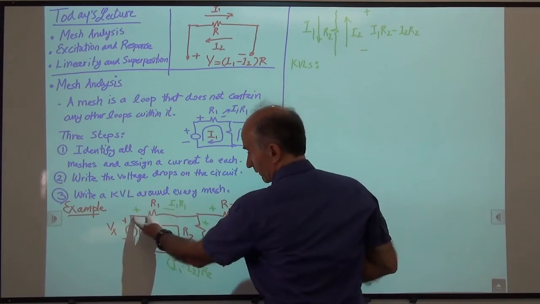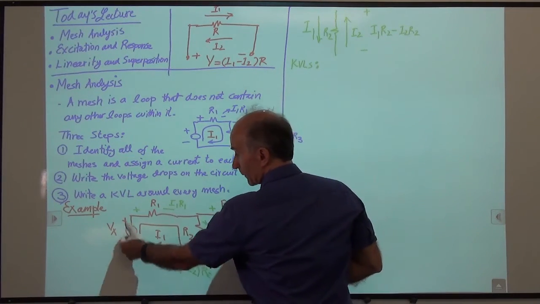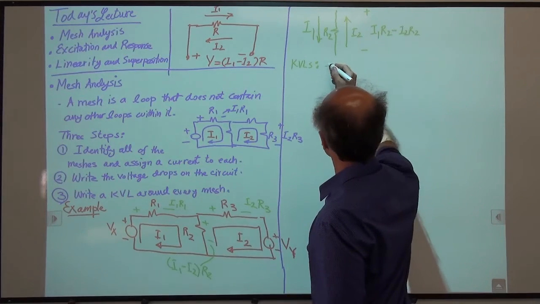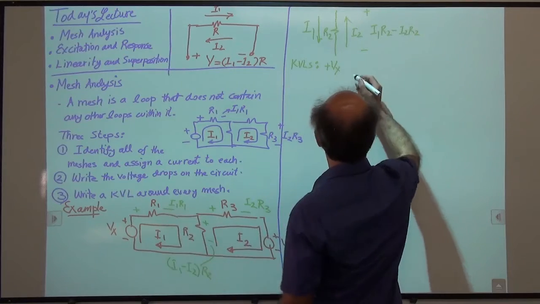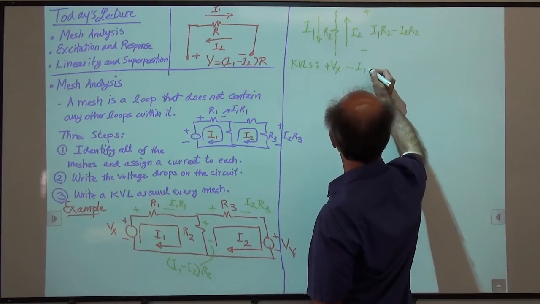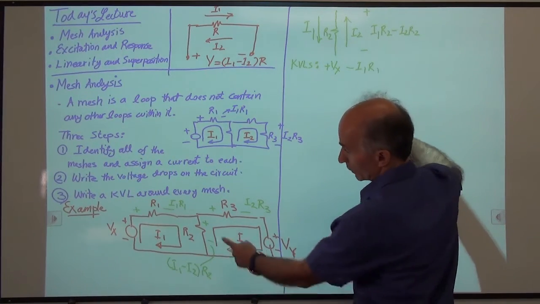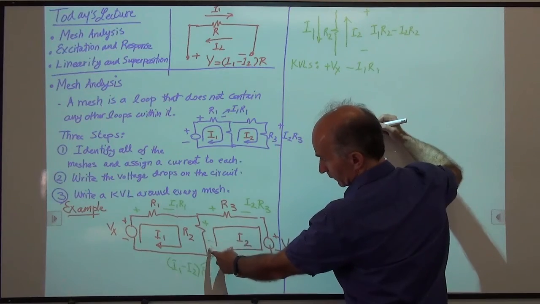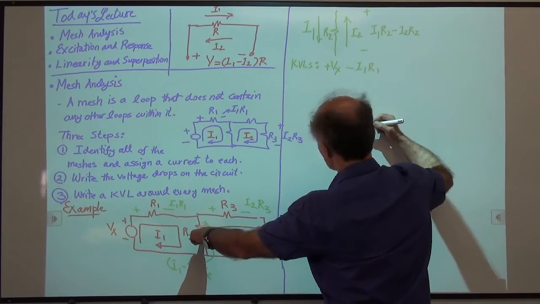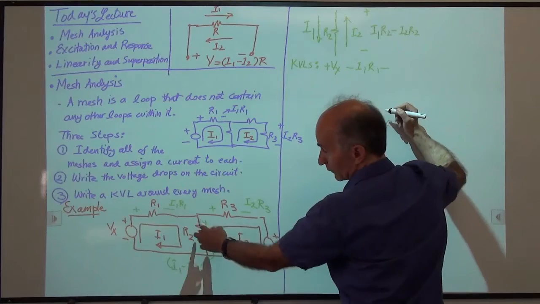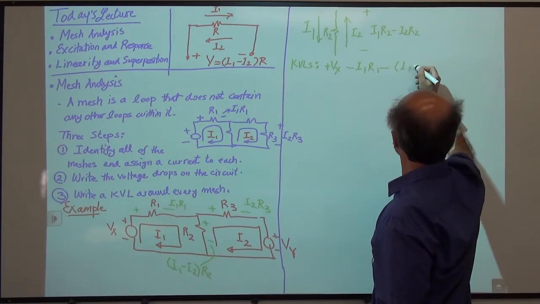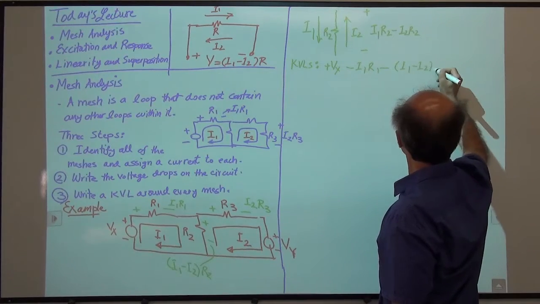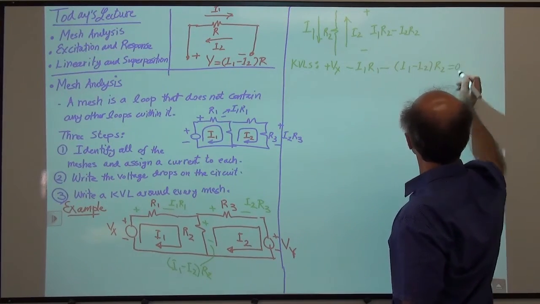I'm going to write a KVL around this loop. Starting from here, I'm going up the potential, so plus Vx, going down the potential minus I1 R1, and then going down the potential, positive to negative, takes a negative, and then I have to write this voltage, whatever it is. So that would be I1 minus I2 times R2 equals 0.